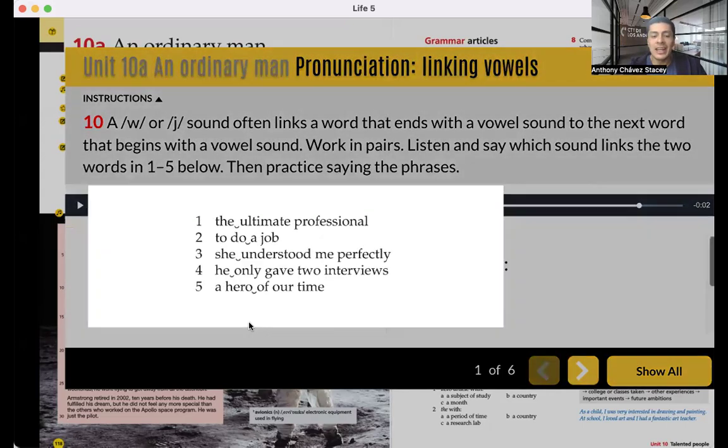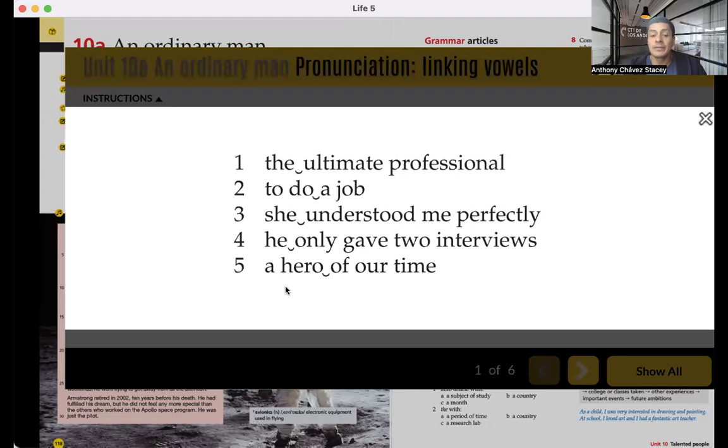Great. Everybody, can you say it? A hero of our time. A hero of our time. You have to practice. It's just one sentence: a hero of our time, without stopping. You don't say "a... hero... of... our... time." No, a hero of our time. Now it's your turn. A hero of our time.